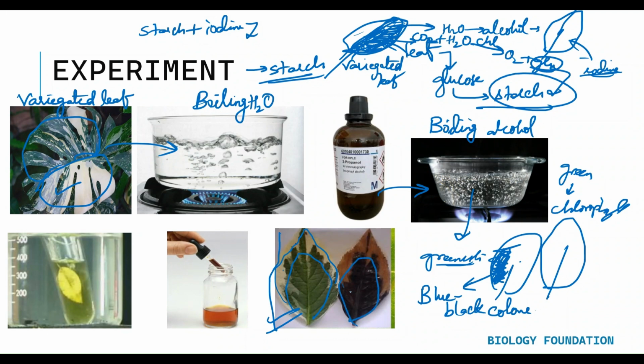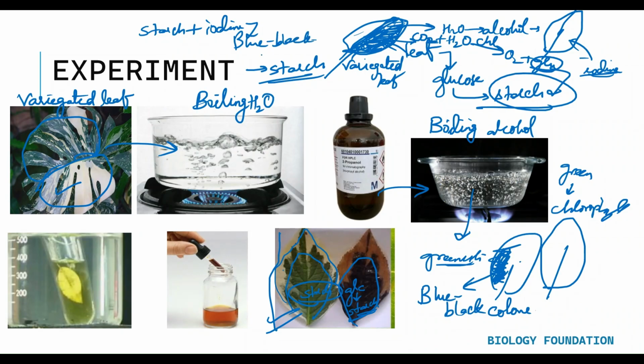Why? Because only the green portion performs photosynthesis, only the green portion synthesizes glucose, only in the green portion the excess glucose gets stored as starch. So the green portion has starch in it. So the starch which is present reacts with iodine to give you the blue black color.